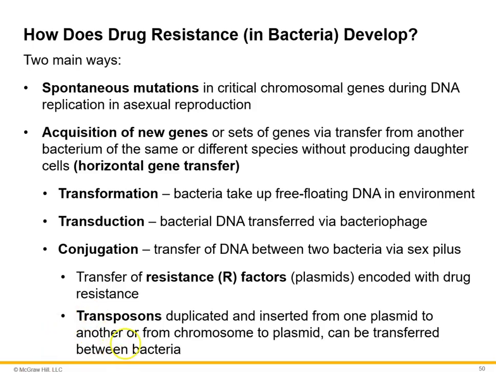Another thing that you can have are these things called transposons. These are also known as jumping genes. What happens is they have a tendency to jump from one area of a chromosome to another, maybe to a plasmid, from one plasmid to another, etc. And these transposons can be transferred between bacteria as well. And some of them also confer resistance.